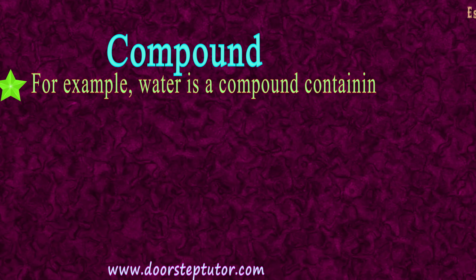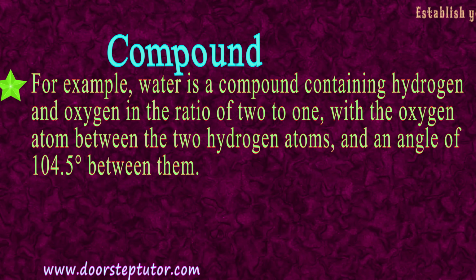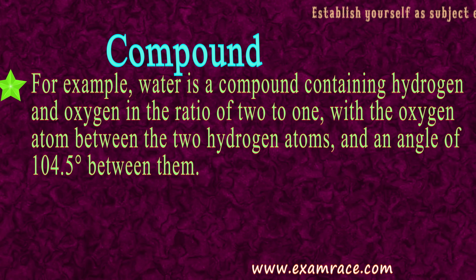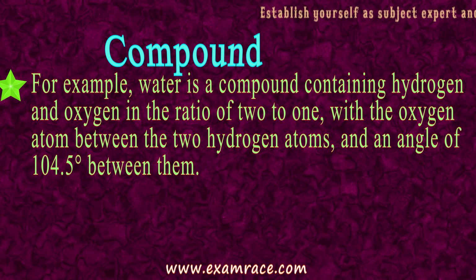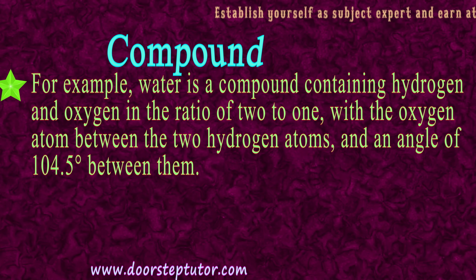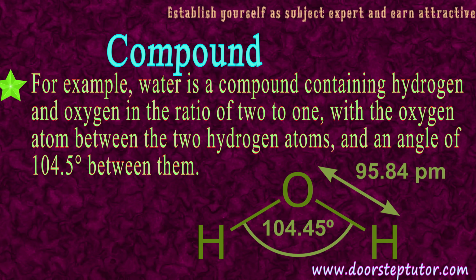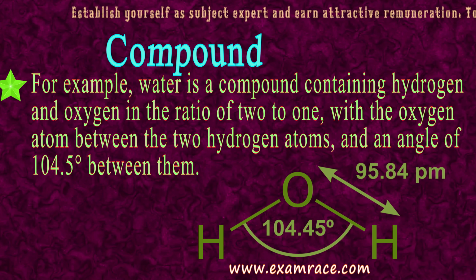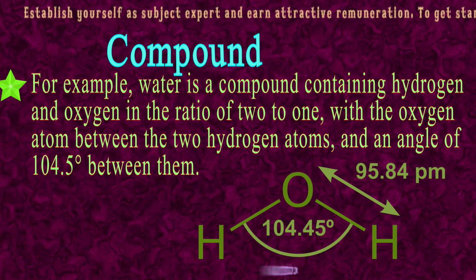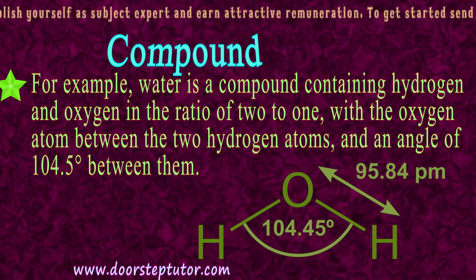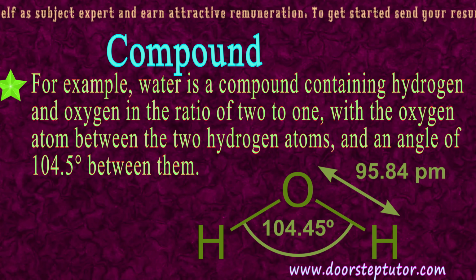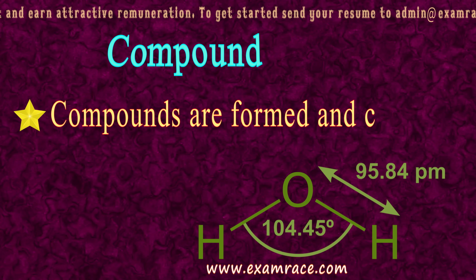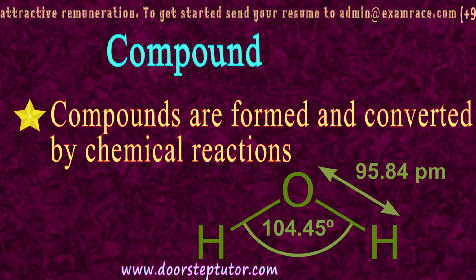For example, water is a compound which contains hydrogen and oxygen in the ratio of 2 to 1. Two are hydrogen and there is one oxygen present in a water molecule, with the oxygen atom between the two hydrogen atoms, and there is an angle of 104.5 degrees between them. So compounds are formed and converted by chemical reactions.